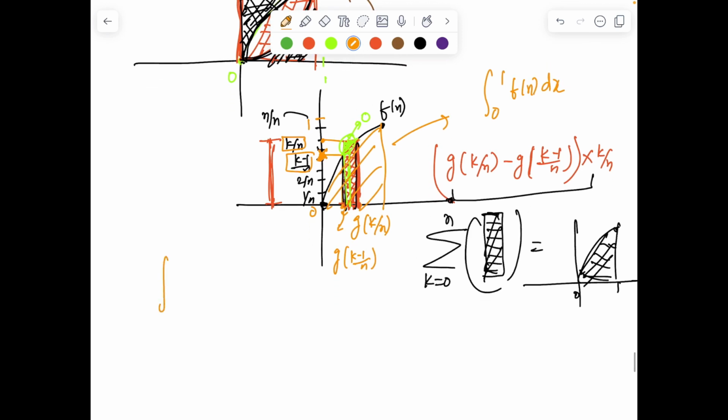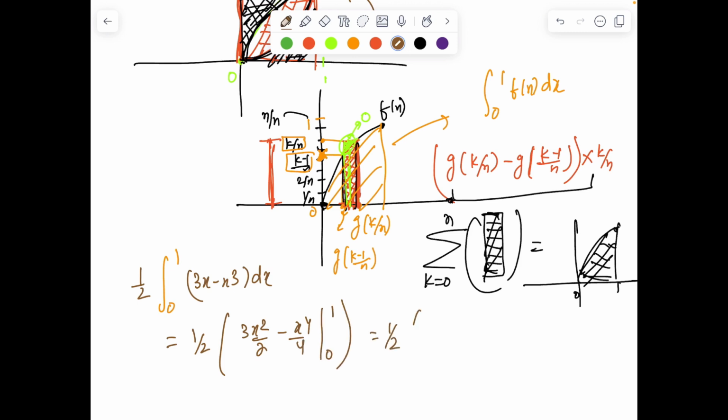The answer is the integral from 0 to 1 of f of x dx. And since f of x is already known to us, that goes to the integral from 0 to 1 of (3x minus x cube) divided by 2 dx, which is half times, evaluated, 3x square by 2 minus x to the 4 by 4 evaluated from 0 to 1. So we have half times 3 by 2 minus 1 by 4, which goes to half times (6 minus 1) by 4, which is 5 by 8, and the answer for this beautiful problem is 5 by 8.